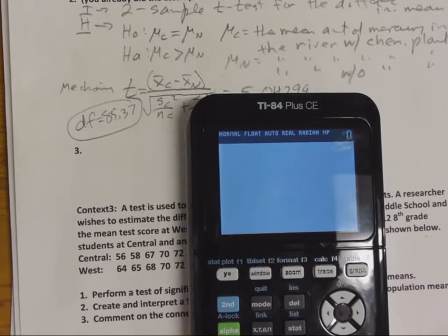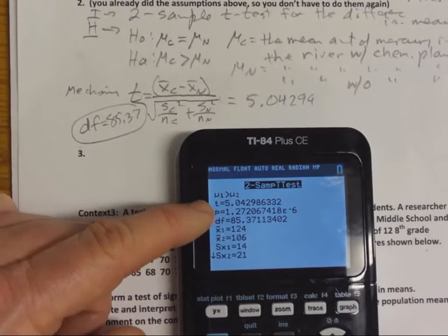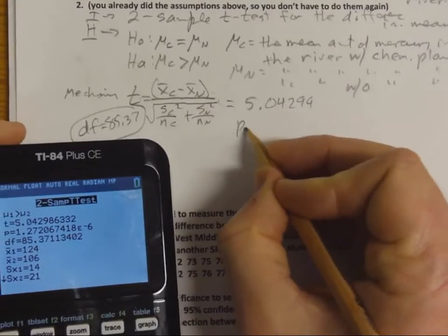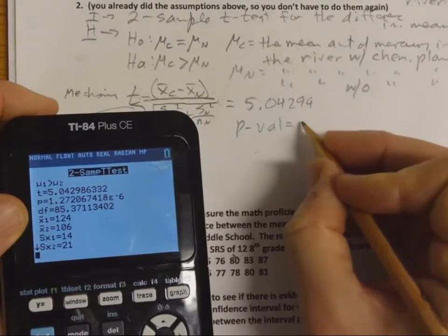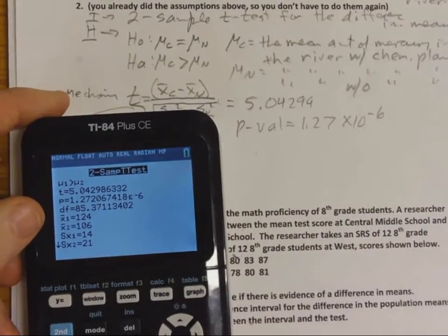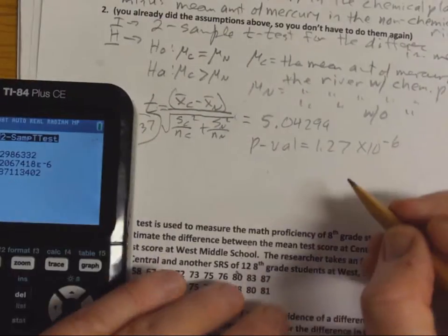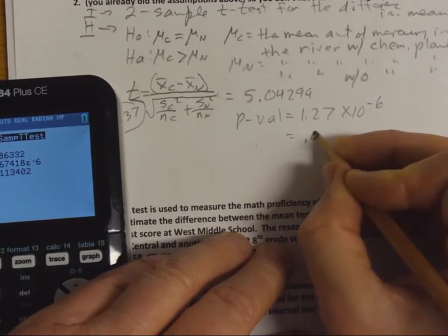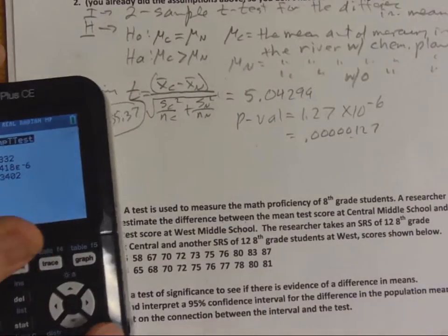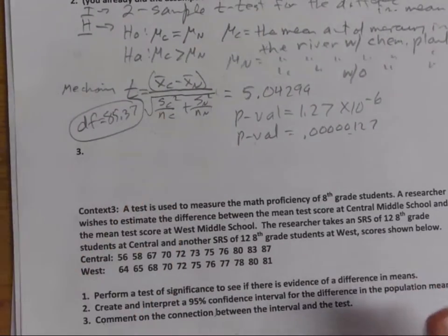And then we do calculate, and sure enough, we've got very dramatic. So there's my test statistic, t, and then my p-value is very small. This p-value is 1.27 times 10 to the -6. Write it like that. And make sure you write p-value, not p. Don't write p like it says there, write p-value. And so that would be 0.00000127.